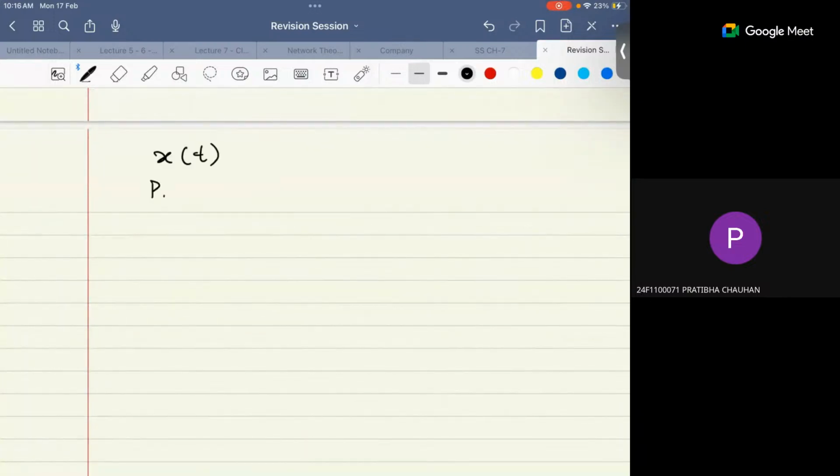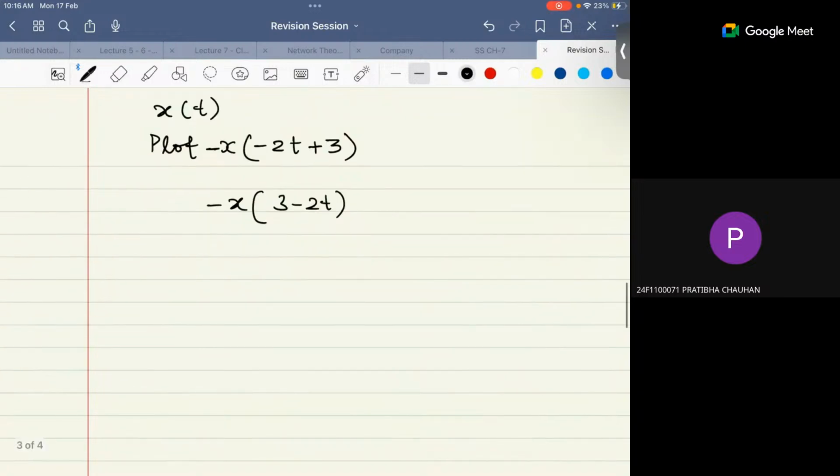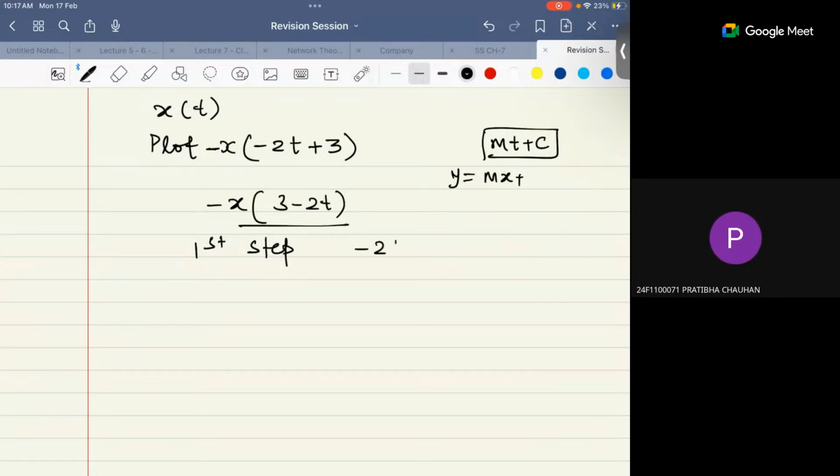If you have been asked to plot anything, let's say for example x of minus 2t plus 3, or if it has been written something like minus x of 3 minus 2t, the first step should be to write it in the form of y equals mx plus c, or whatever you want to call it, mt plus c. So here also you should write it in that form. That will be minus 2t plus 3.